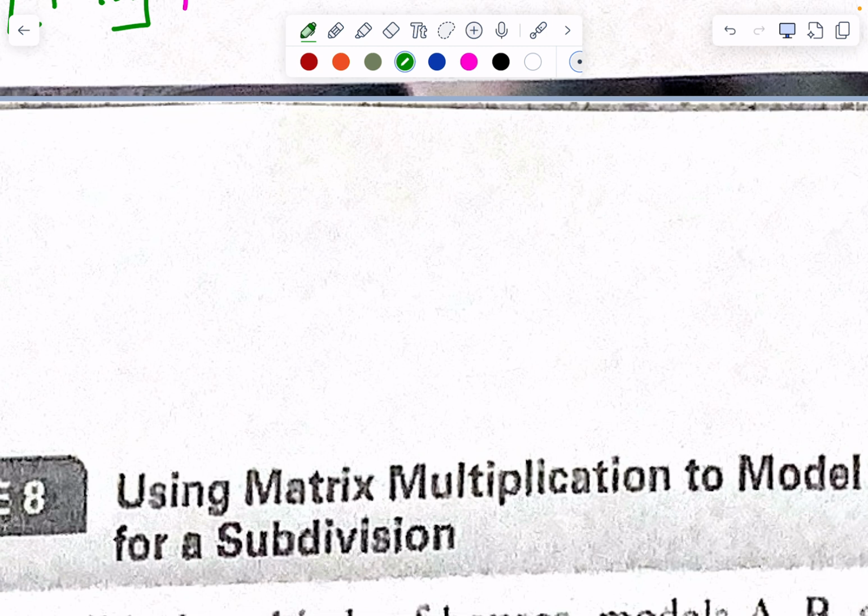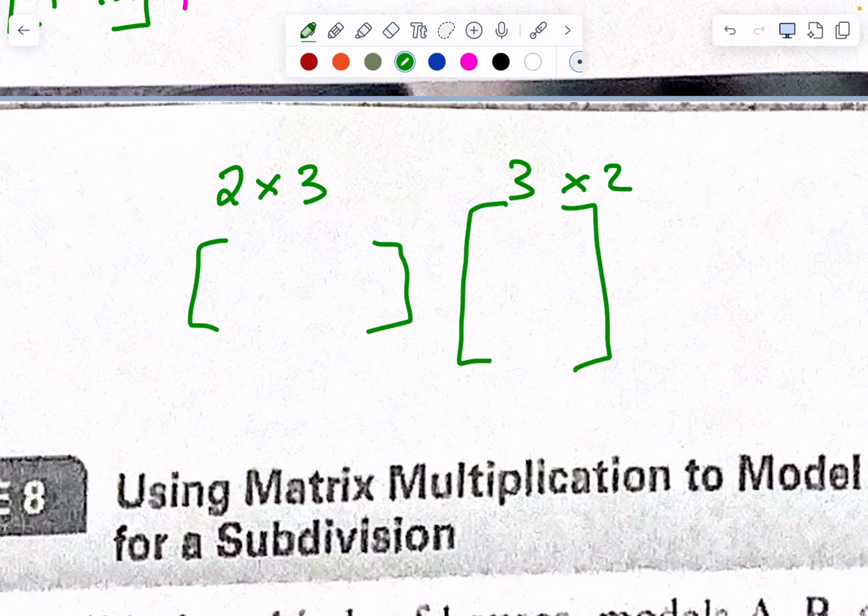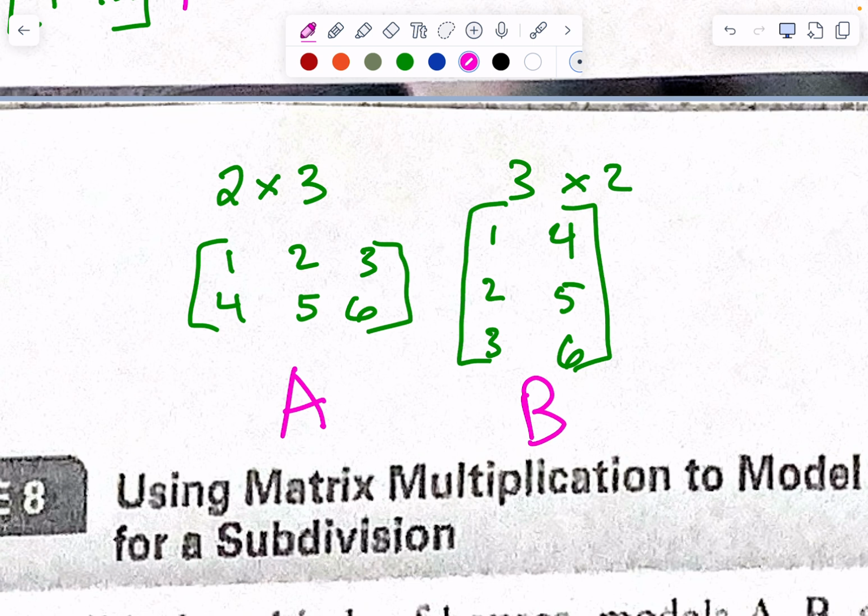Now, here's the deal. When you are multiplying, let me do a 2 by 3 and a 3 by 2. Let's say I'm taking these matrices and multiplying them: 1, 2, 3, 4, 5, 6, and 1, 2, 3, 4, 5, 6. I'm just making these really nice and easy. Let's say this is matrix A and this is matrix B, and I want to multiply A and B together. A is a 2 by 3, 2 rows, 3 columns. B is a 3 by 2.